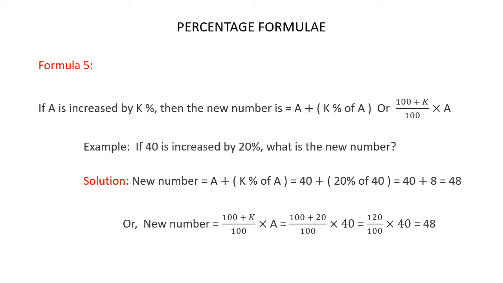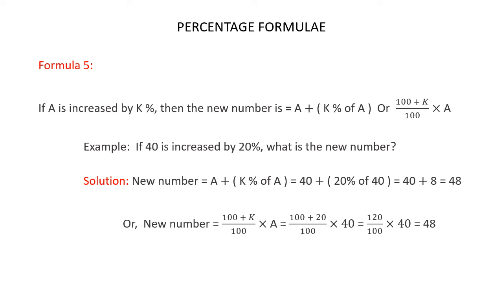For example, here the number is increased by 20%. So the increased value is 120 by 100. Supposing a number is increased by 10%, then the increased value will be 110 by 100. Supposing the number is increased by 40%, then the increased value is 140 divided by 100. Supposing the number is increased by 80%, then the increased value is 180 by 100.